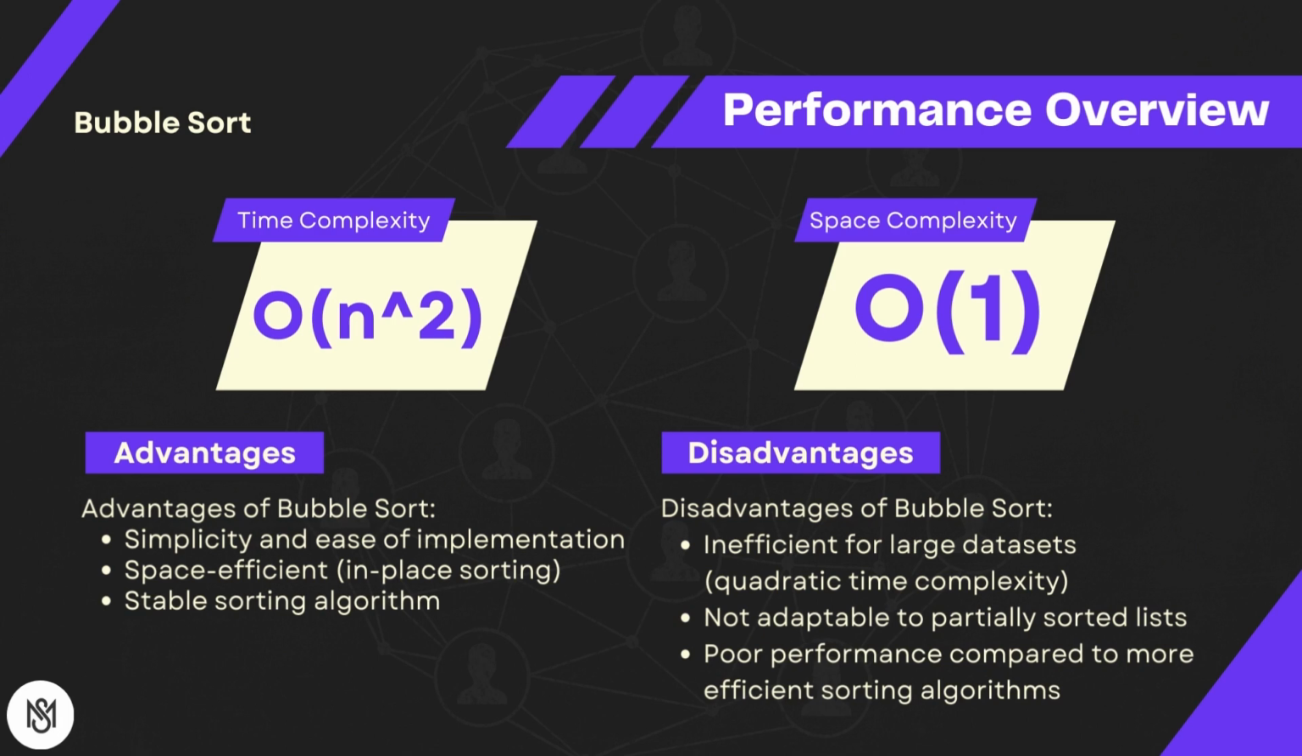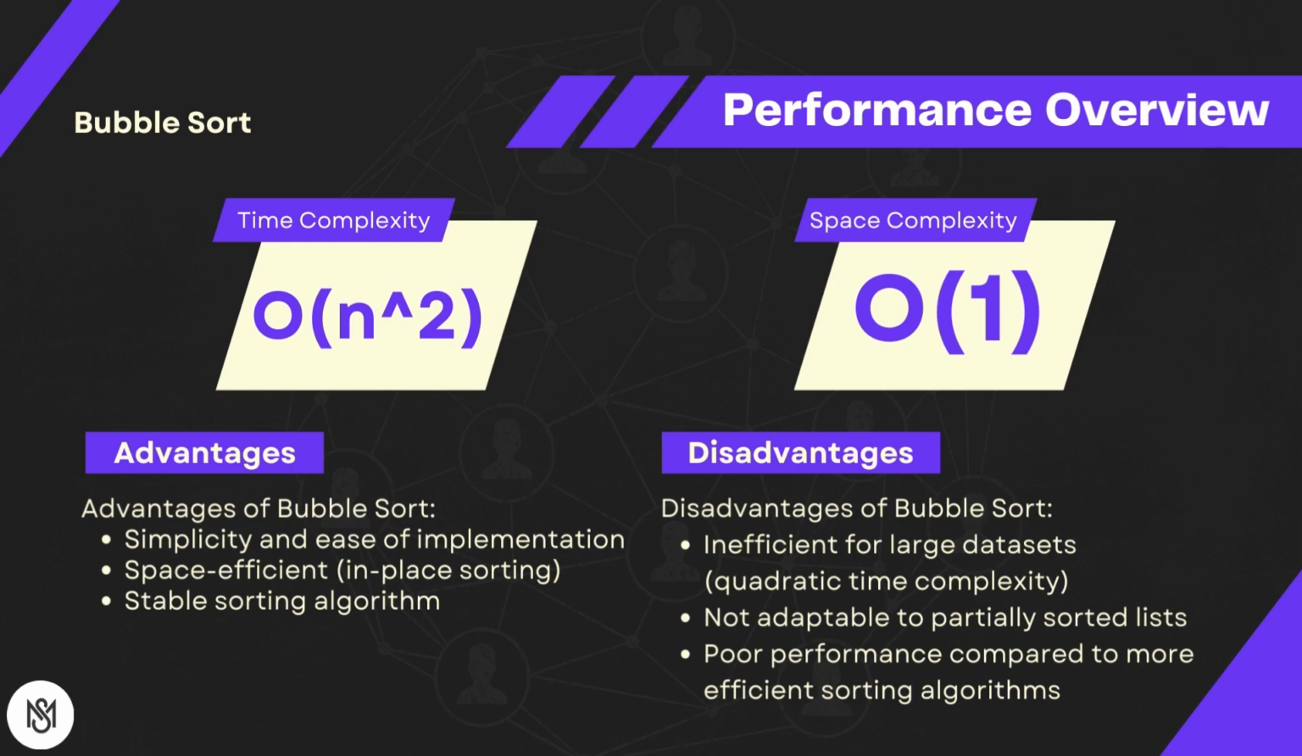Advantages: it's simple to understand and use, it's space efficient, and one of the most important advantages is that it is a stable sorting algorithm. What do we mean by stable algorithm? So for example, we have duplicates of elements in an array, for example 5 and 5. So when we are sorting it, the 5 which occurs first will also occur first in the sorted array.